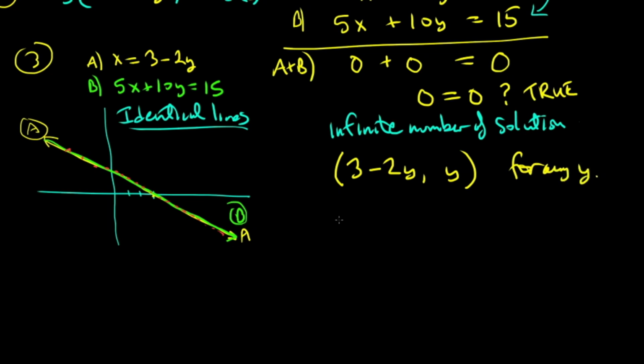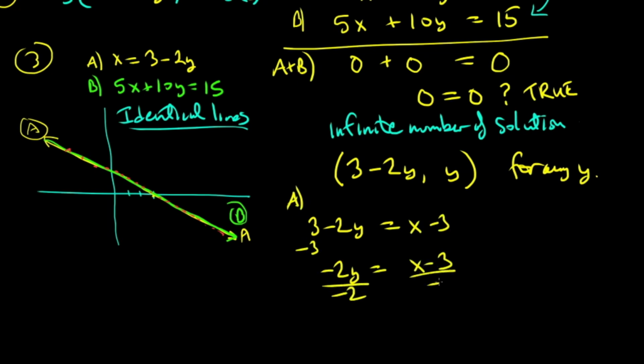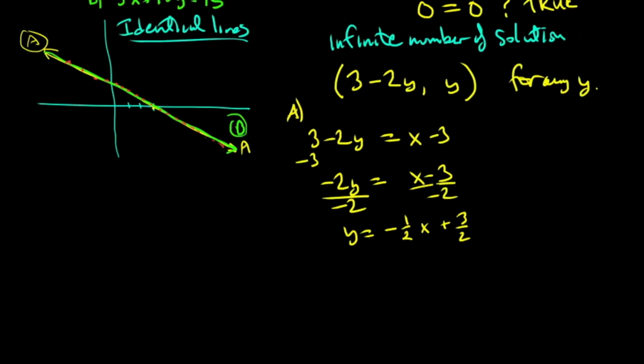Or if you want to go the other way, if you want to solve for, say, y in terms of x. So this is equation A again. You can do that, right? Subtract the 3 from both sides. Negative 2y is going to be x minus 3. Now if you divide by negative 2, you get that y is negative 1/2 x plus 3 over 2. Right. So now you can list all the solutions as follows: given an x, y has to be negative 1/2 x plus 3 over 2.